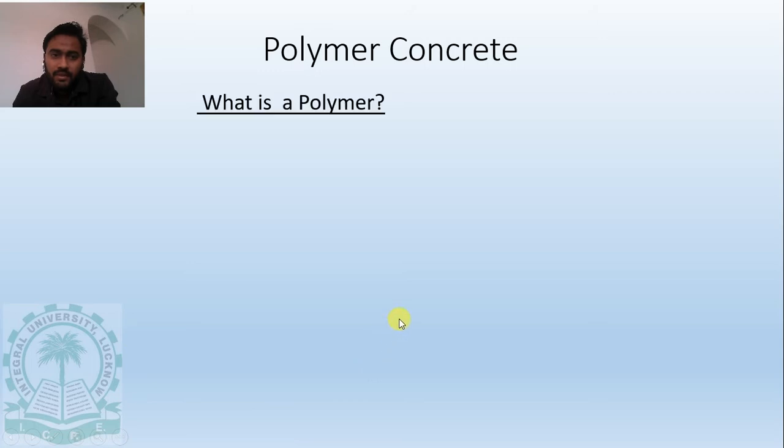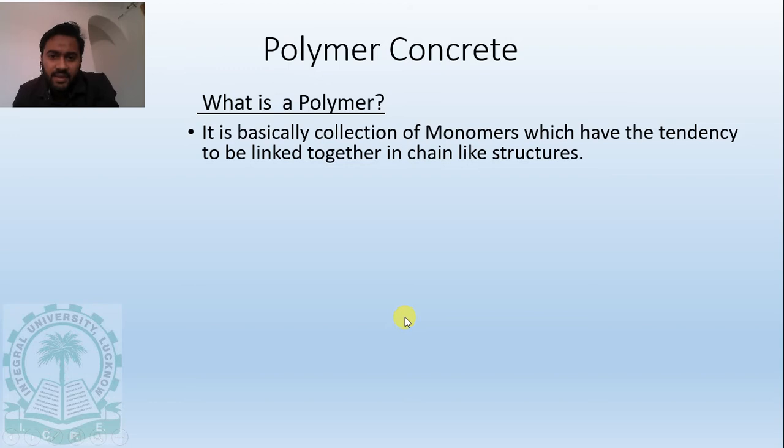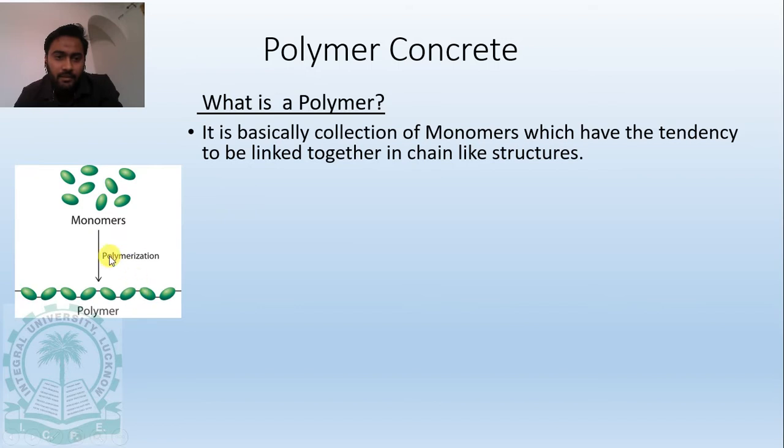Before discussing polymer concrete, we will discuss what a polymer is. It's basically a collection of monomers which have a tendency to be linked in chain-like structures. So a collection of monomers is called a polymer, and by the process of polymerization, these monomers are converted into polymers. You must have studied this in the chemistry part.